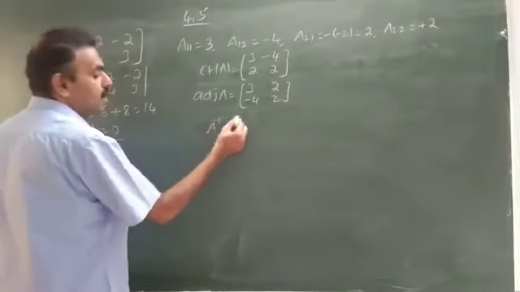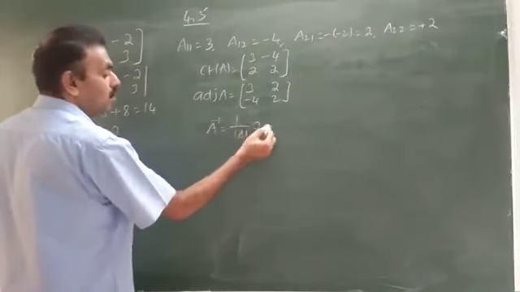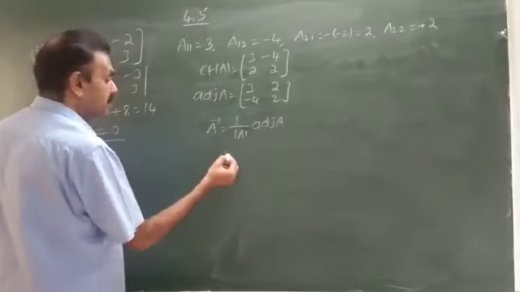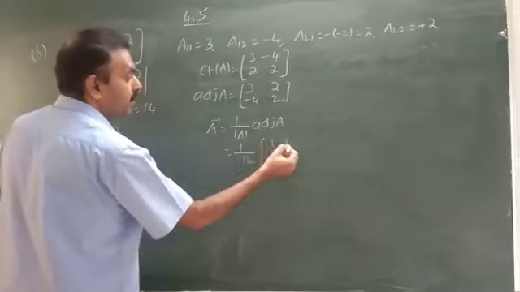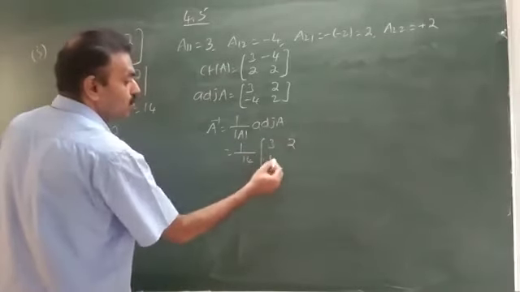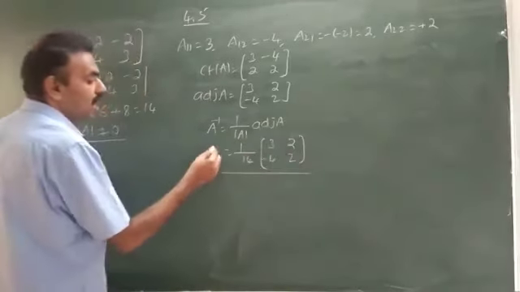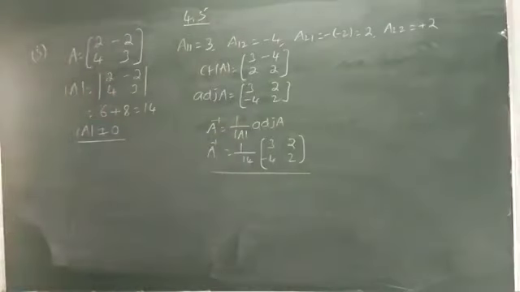What is A inverse now? 1 by determinant A into adjoint A. What is determinant A? Determinant A is 14. Adjoint A is 3, 2, minus 4, 2. I think you have understood how to calculate A inverse.